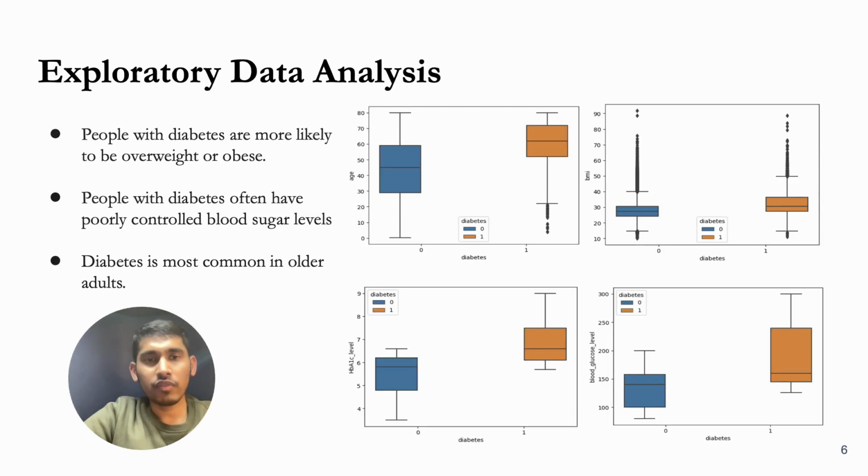On analyzing the data, we can say that people with diabetes are more likely to be overweight or obese. Further, people with diabetes often have poorly controlled blood sugar levels. It's because diabetes is highly correlated with blood glucose levels. Further, diabetes is most common in older adults.